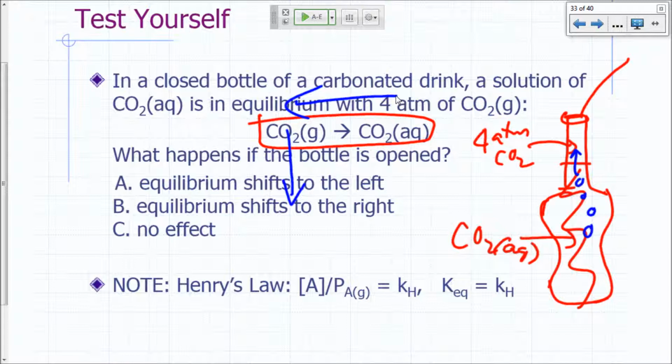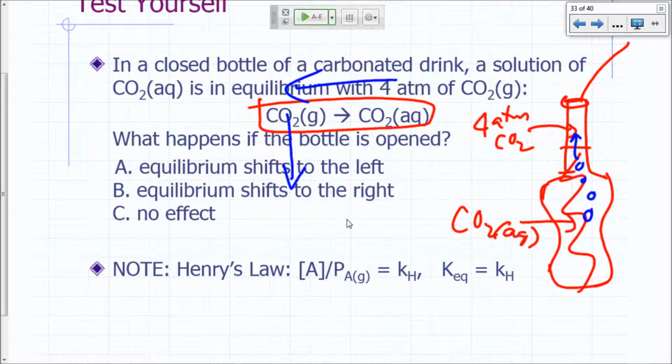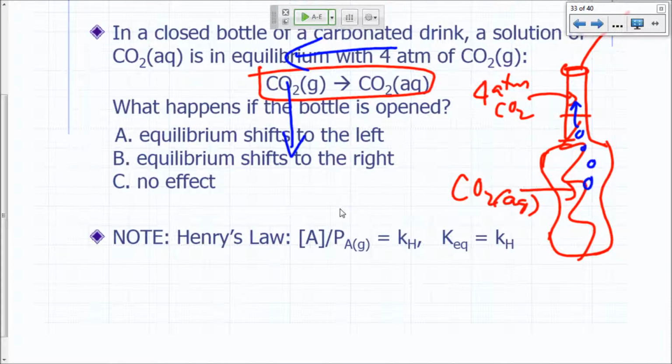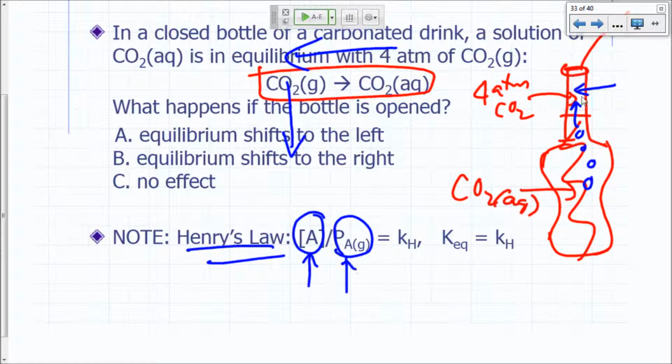Okay, so that's what happens. Now we've talked about this earlier. Basically what we said was that the solubility of a gas in a liquid is directly proportional to its partial pressure in the gas that's in equilibrium with that liquid. That was Henry's law. So the concentration of A, if A is a gas, dissolved in a liquid is directly proportional to the partial pressure of that in the gas, and that ratio of those two is what we call the Henry's law constant.